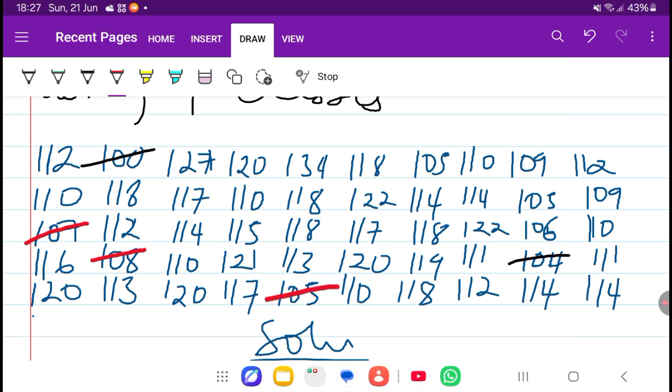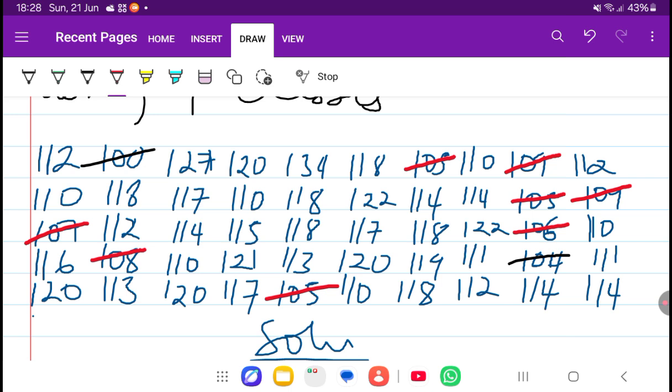Even this one is inclusive. This one is inclusive because we are stopping at 109. Even this one is inclusive. So how many are they? 1, 2, 3, 4, 5, 6, 7, 8. There are 8. We have not skipped any.